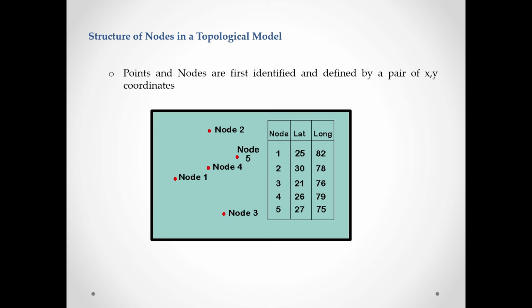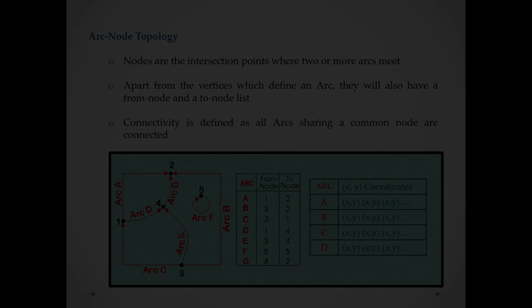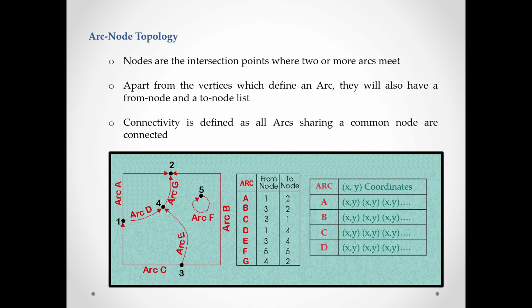Structure of nodes in a topological model. Points and nodes are first identified and defined by a pair of x-y coordinates. For node 1, the latitude and longitude; for node 2, latitude and longitude values. Arc-node topology: nodes are the intersection points where two or more arcs meet. Apart from the vertices which define an arc, they will also have a from node and a to node list. Connectivity is defined as all arcs sharing a common node are connected.